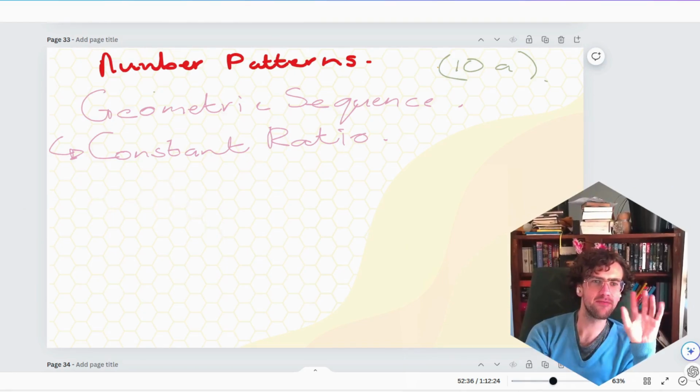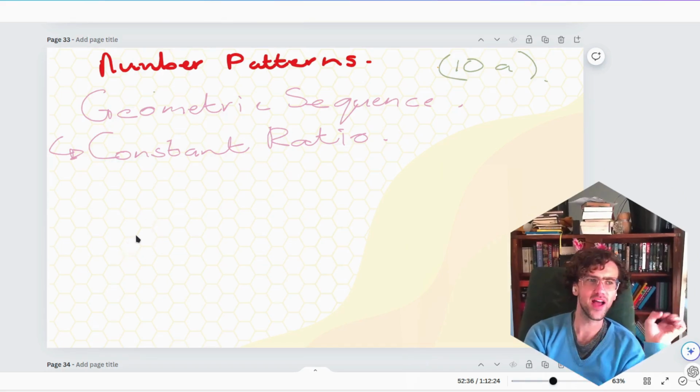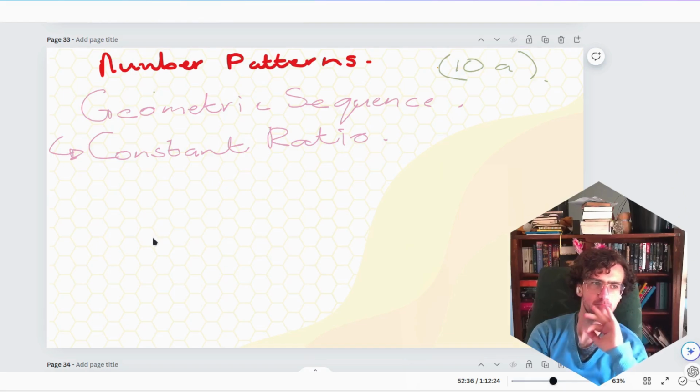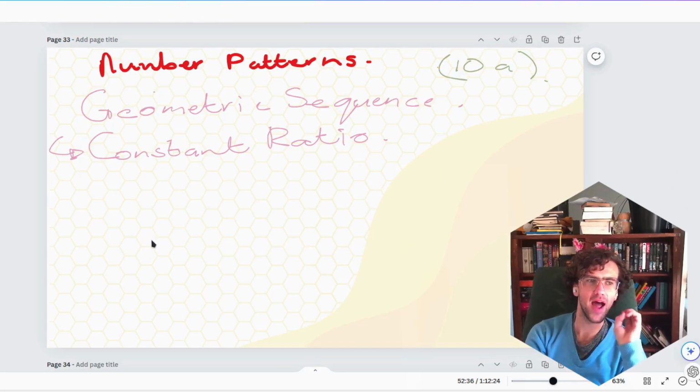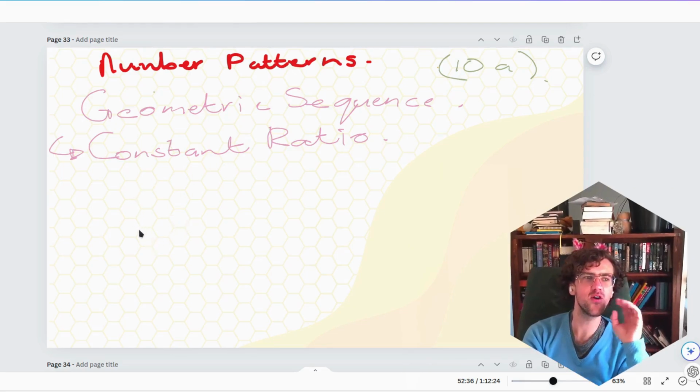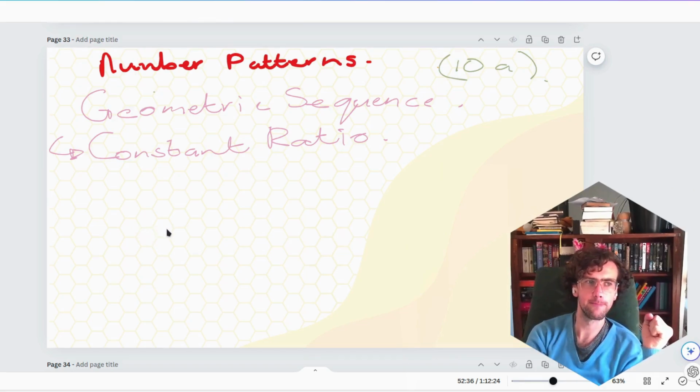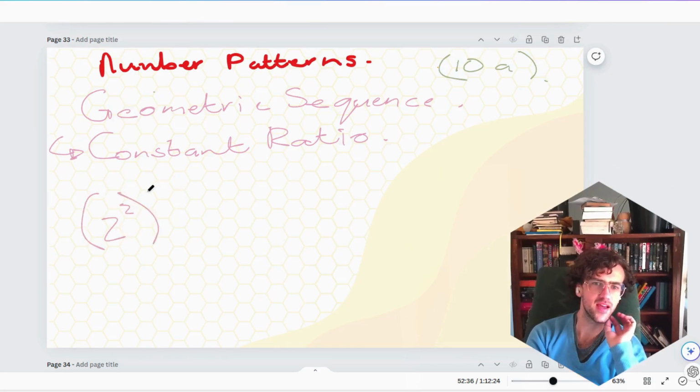Then there is a fun one. I really love this one, and you are not required to know it. I can't even remember what it's called or the notation of it. Basically, there is no use for it. What happens is we take 2 to the power of 2.